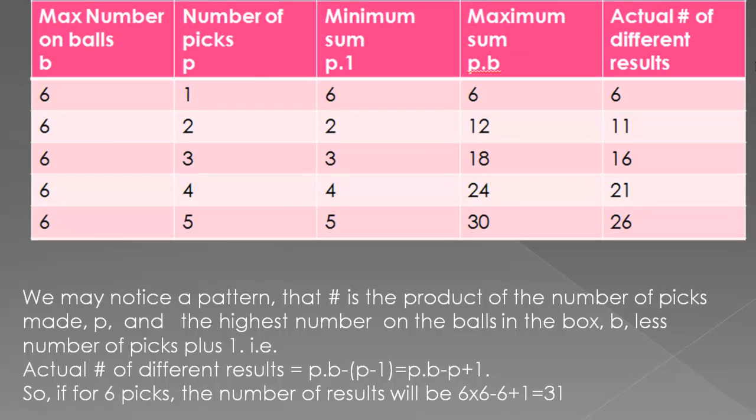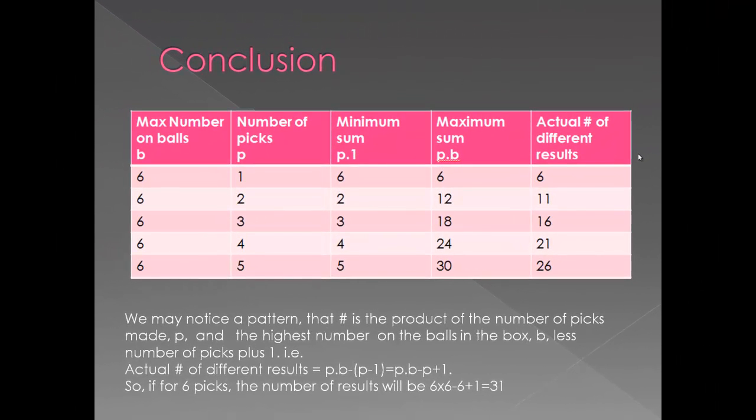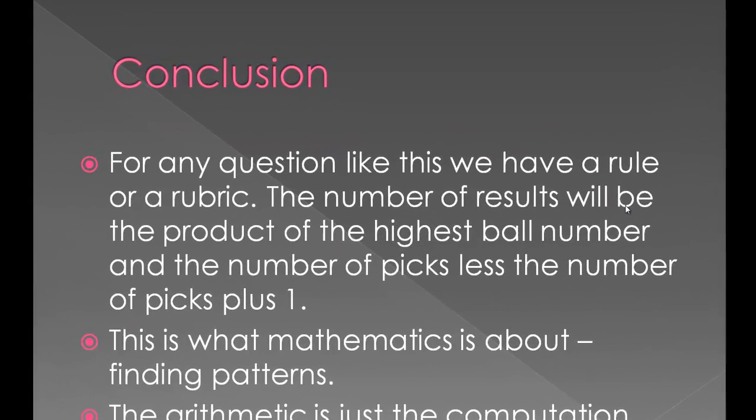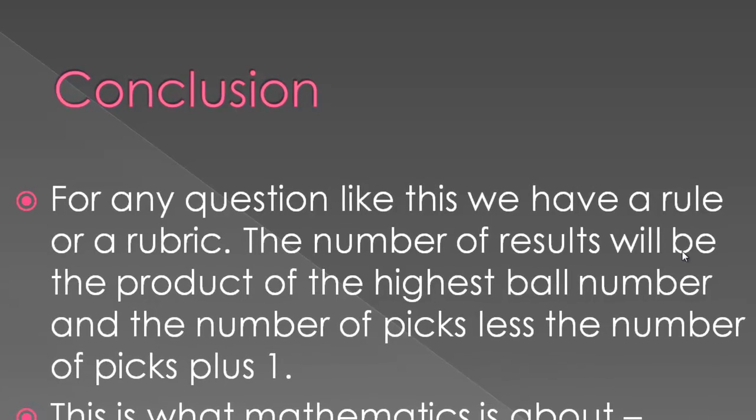Now that wasn't the question. The question asked us what the number would be for 5 picks with a maximum number on the balls of 6, and the answer thus is 26. But bear in mind that if this was for 6 picks, it should be 31, and you can work that one out for yourself. So the conclusion is, for any question like this, we have a rule or a rubric. The number of results will be the product of the highest ball number and the number of picks, less the number of picks, plus 1.